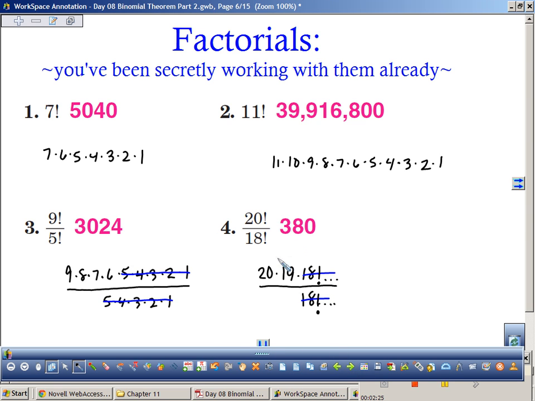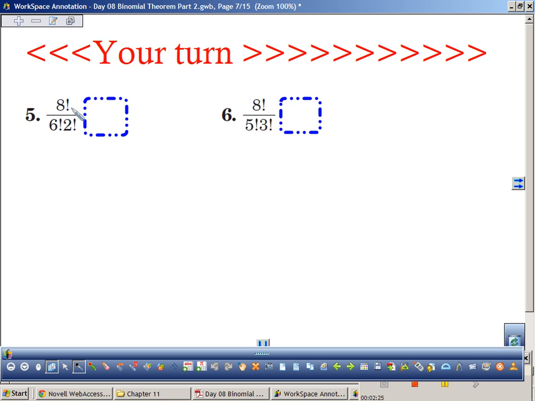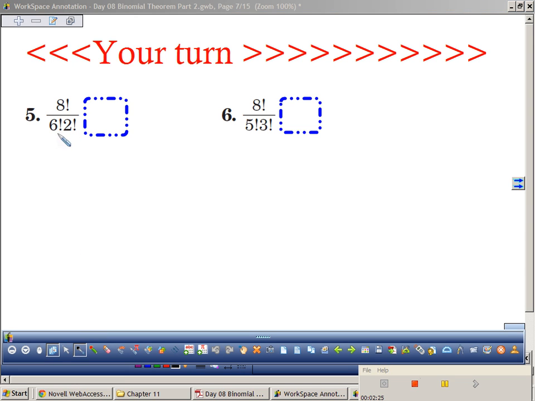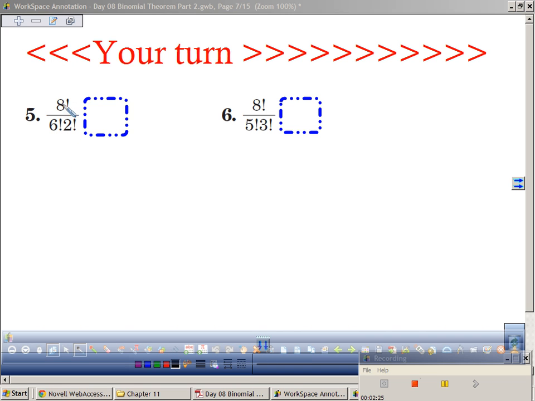Everybody's getting the idea? Because this is not what we're going to do today. We're going to do more of this, but it's not that hard, and it's only a piece of what we're doing. So stay with me here. On this one I have 8 factorial over, which I'm going to write out, 1 second, 8 times 7 times 6 factorial, we could stop there, right? Over, I'm going to switch it around, 6 factorial times 2 times 1. Everybody with me?